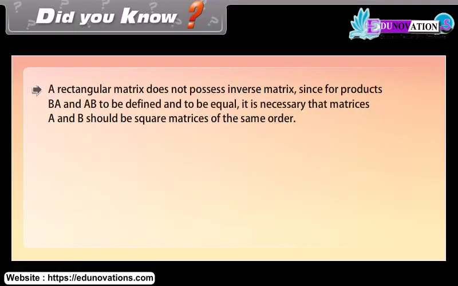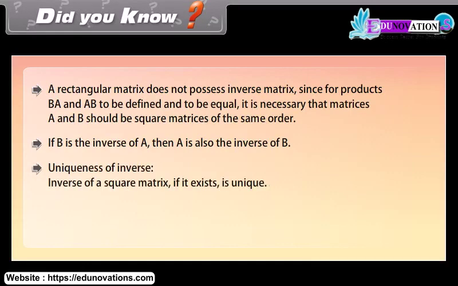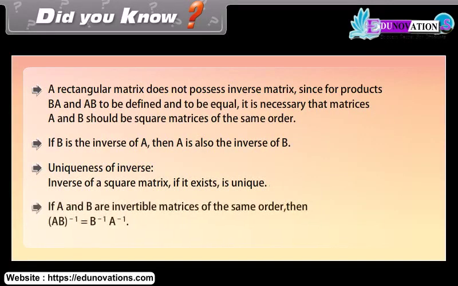Did you know? A rectangular matrix does not possess inverse matrix since for products BA and AB to be defined and to be equal, it is necessary that matrices A and B should be square matrices of the same order. If B is the inverse of A, then A is also the inverse of B. Uniqueness of inverse. Inverse of a square matrix, if it exists, is unique. If A and B are invertible matrices of the same order, then inverse of AB is equal to inverse of B into inverse of A.